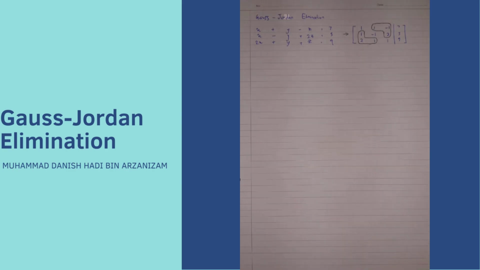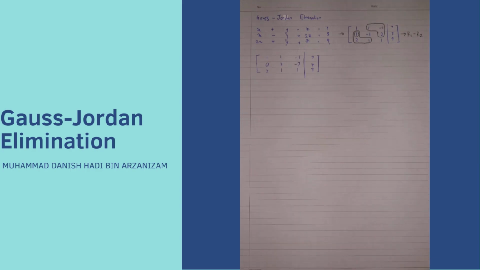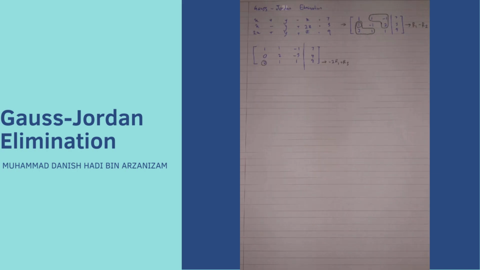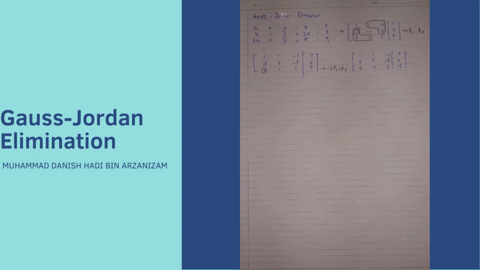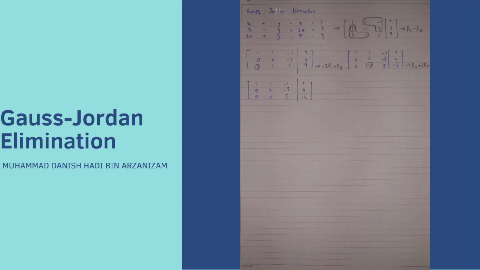Alright, moving on. First, we need to change this number 1 to 0 by subtracting R1 with R2. Then we will get this matrix. After that, we change the value 2 to 0 by using the equation -2R1 plus R3. Then we will get this matrix. Then we will need to change the value -1 to 0 by adding R2 with 2R3. And then you will get this matrix.